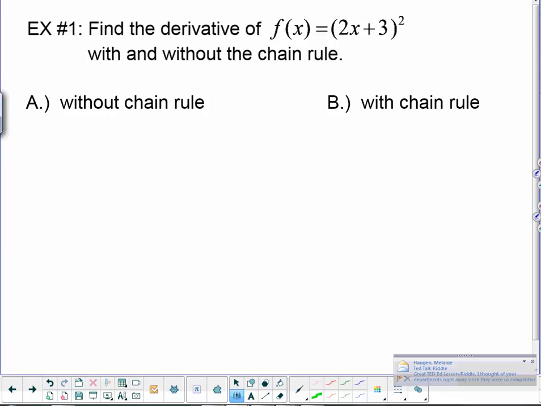So let's try some examples. First off, we're going to start with f of x equals 2x plus 3 quantity squared. We can do it with and without the chain rule. Without the chain rule, you could handle this.